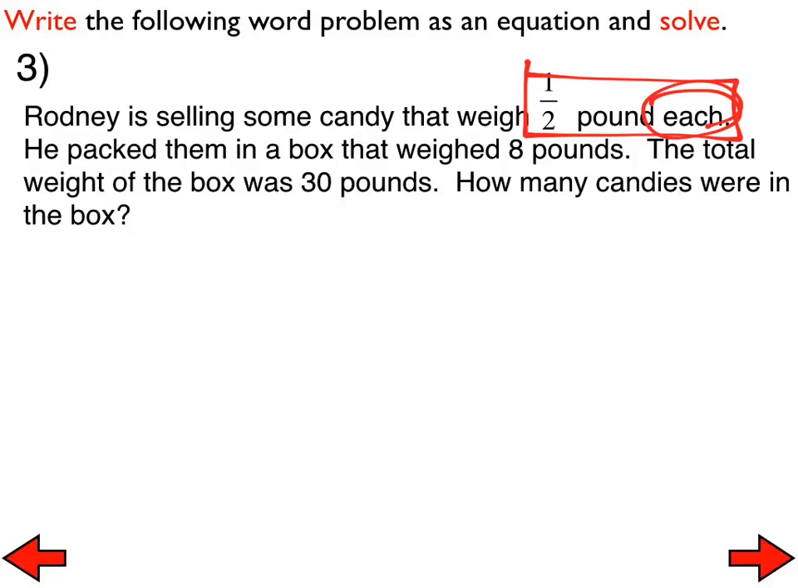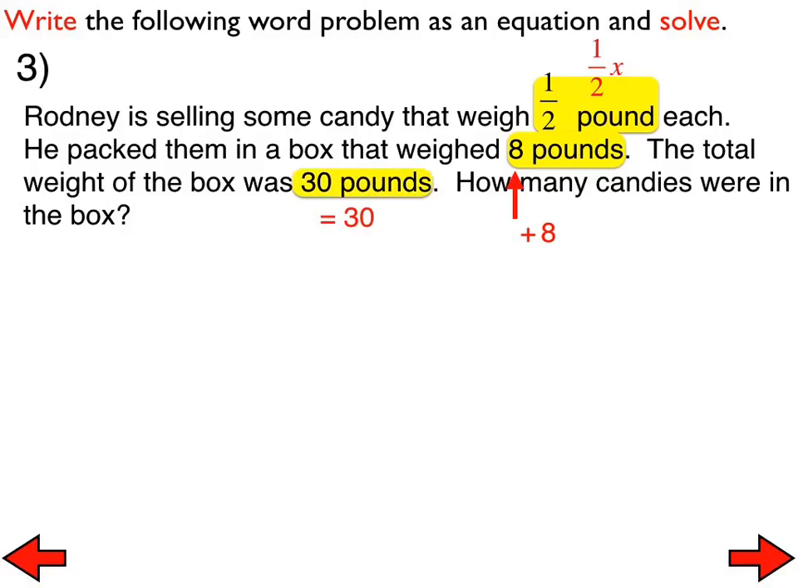He put them in a box. The box by itself weighed 8 pounds. Is that empty box going to change how much it weighs if it stays empty? It doesn't change, right? So that's your constant. The weight of the box stays constant. And then the total is 30. Very good. Let's have Zach do the first step.